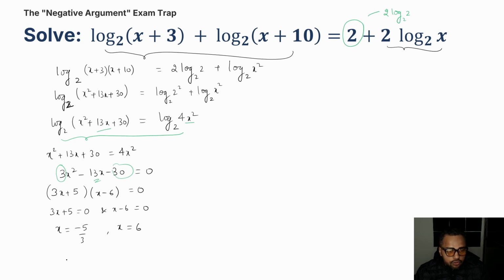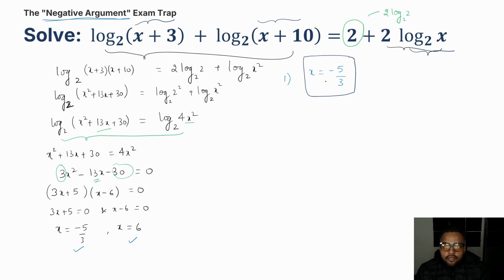Okay, so we have got two values, students, that is x equals negative 5 by 3 and x equals 6. Now see what the negative argument means here. Now we'll be coming to this part. For the first case, x equals negative 5 by 3. Now what we need to do is insert this value, x equals negative 5 by 3, in the argument of this log, of this log, and similarly for this log.